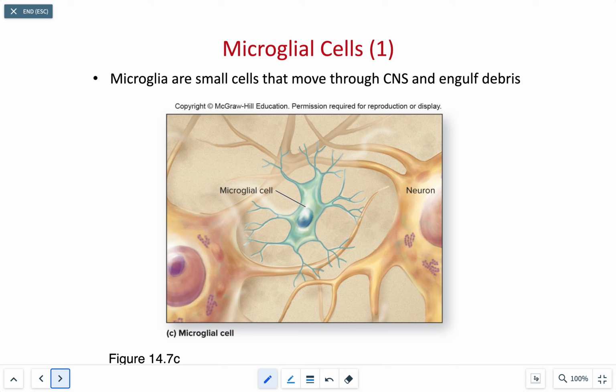The microglia account for the smallest percentage of glial cells. These migrate into the central nervous system, and after migration, their job is protection. They engulf any cellular debris, waste products, or pathogens located inside the interstitial fluid of the central nervous system.